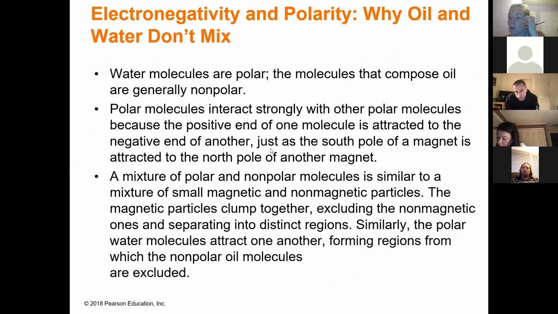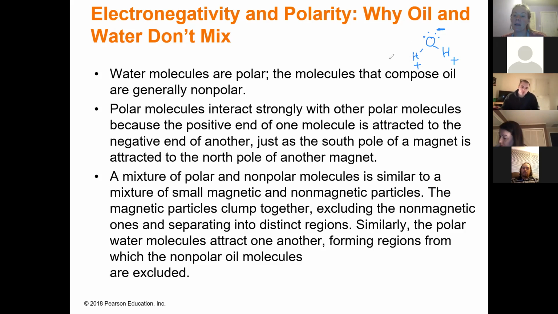Water is a polar molecule. Oil is generally a non-polar molecule. So water has a side that has a positive charge and a side that has a negative charge. If I draw the molecule out, O, H, stick it together, there's some lone pairs over here. This side of the molecule tends to be negative. These two sides of the molecule tend to be positive. So it's like a magnet.